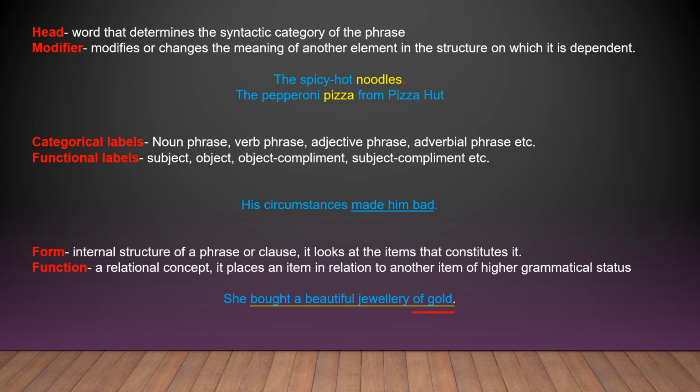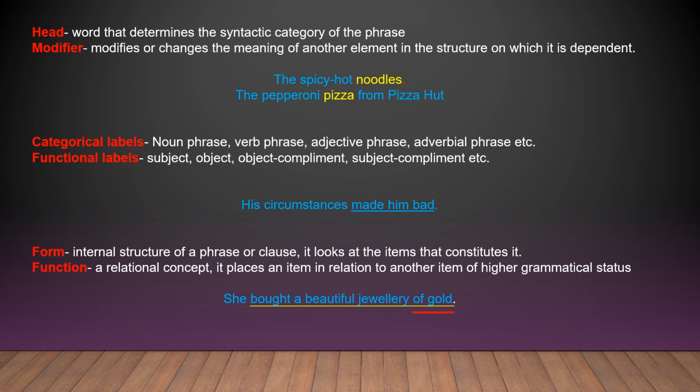Okay, so now we have this sentence here. She bought a beautiful jewelry of gold. Here she is the noun phrase. Here a single word is acting as a phrase. So she here is a noun phrase and bought a beautiful jewelry of gold is a verb phrase. And in that verb phrase we have this section of gold. Of, we know, is a preposition. So of gold is a prepositional phrase.